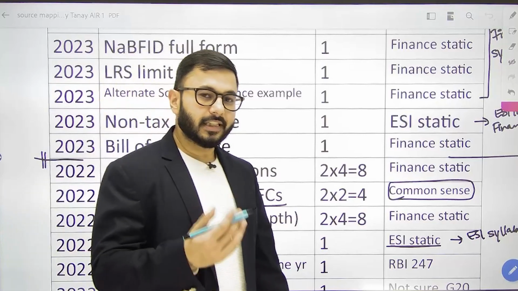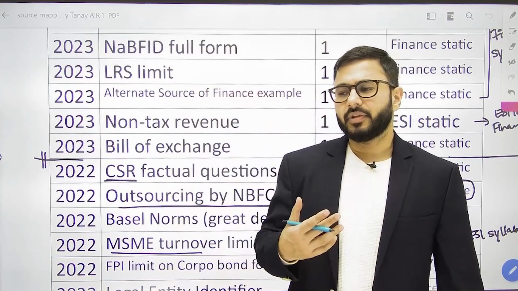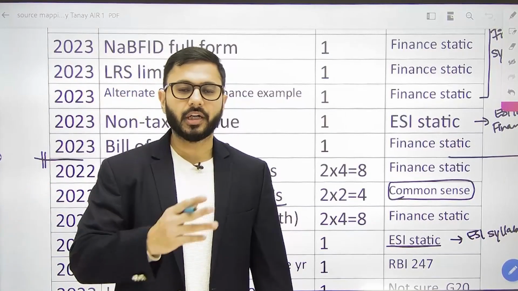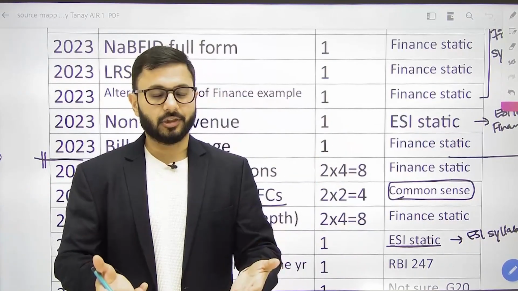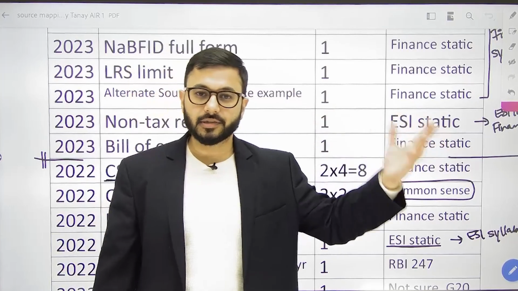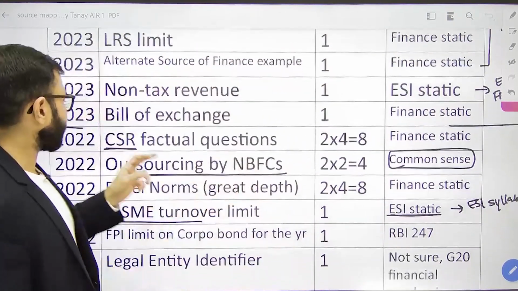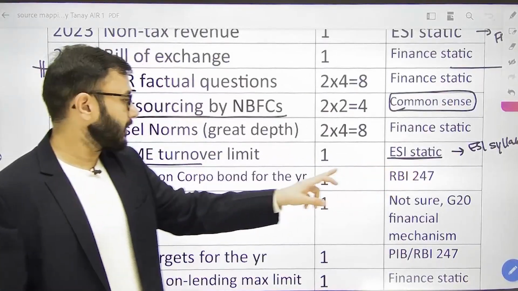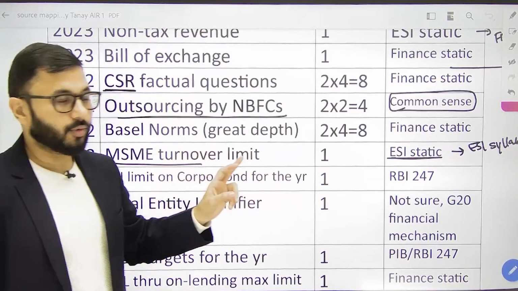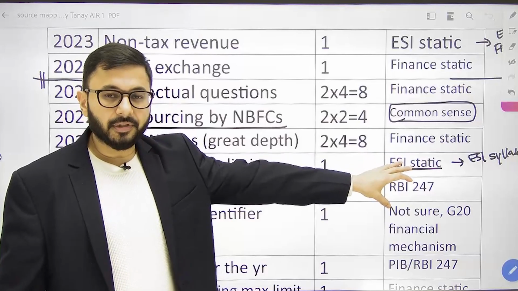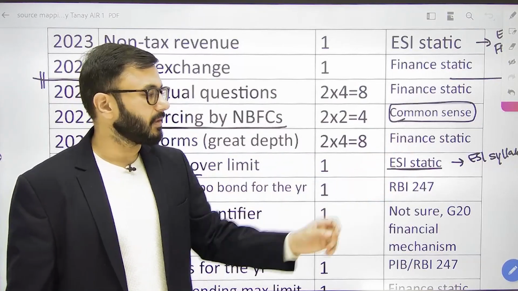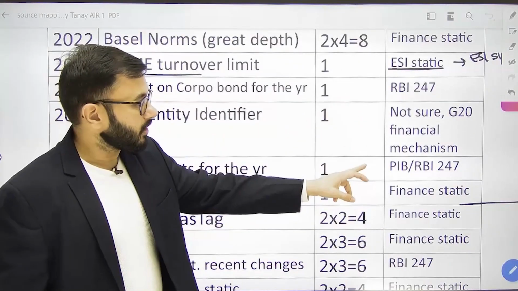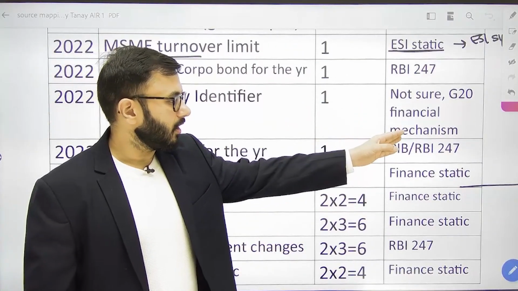Many students look at the ESI paper, they find that not a lot of questions have come from the ESI static syllabus part, and then they put it aside. But you have to look at finance as well. In finance, we can see questions from the ESI syllabus. Okay, this 2023 is complete. Coming to 2022, again there is a question on ESI from ESI static, MSME turnover limit. Again, you can say it is from the syllabus, you can say it is from current affairs, you can say it is from anywhere, but a part of ESI, not a part of finance.